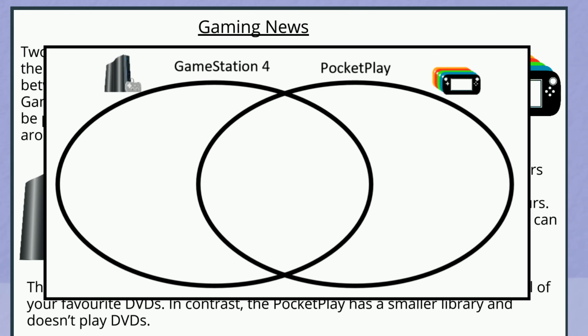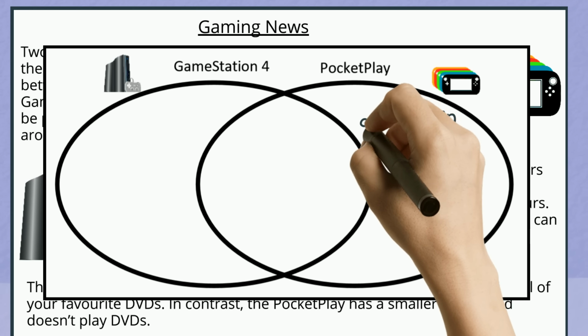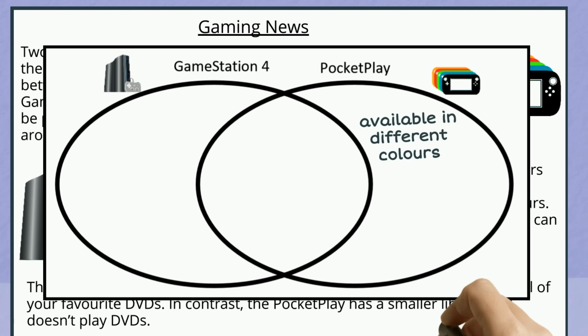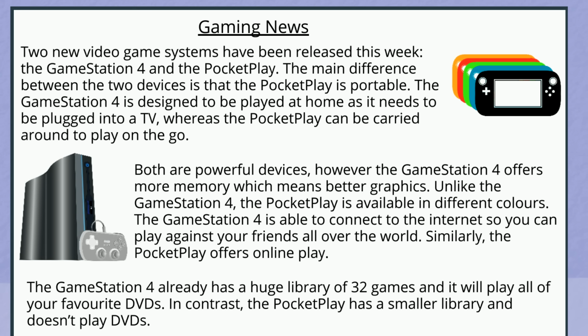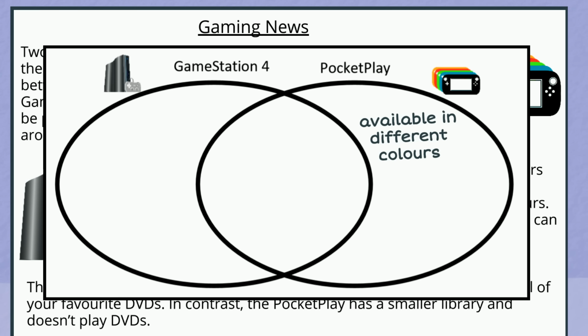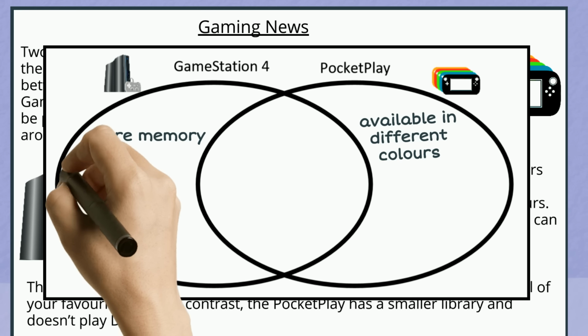It says the Pocket Play is available in different colours. This means the GameStation 4 is not. Here's another signal word I found. However. This word tells us the author is identifying another difference. The GameStation 4 has more memory and better graphics than the Pocket Play.